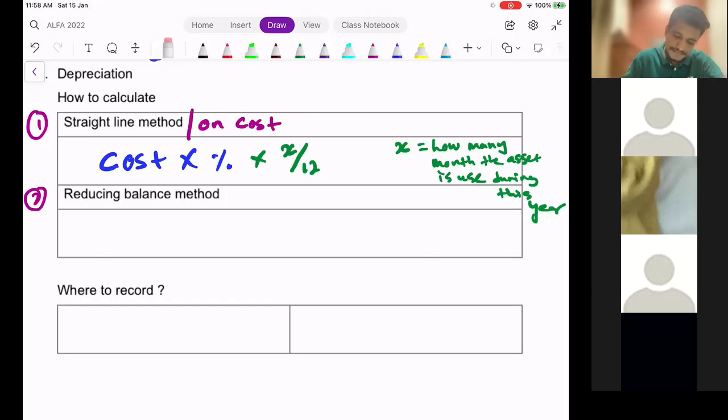Next one is reducing balance method. Reducing balance method is on book value.